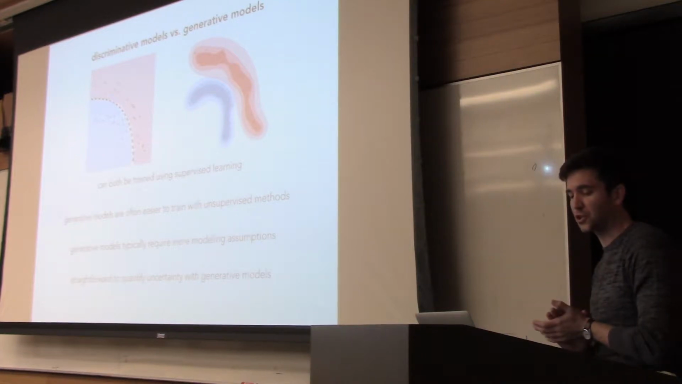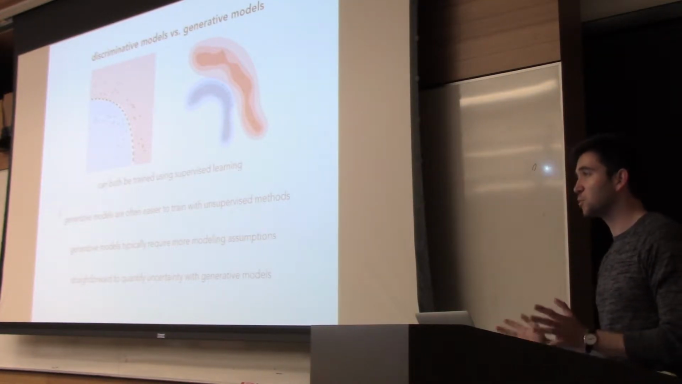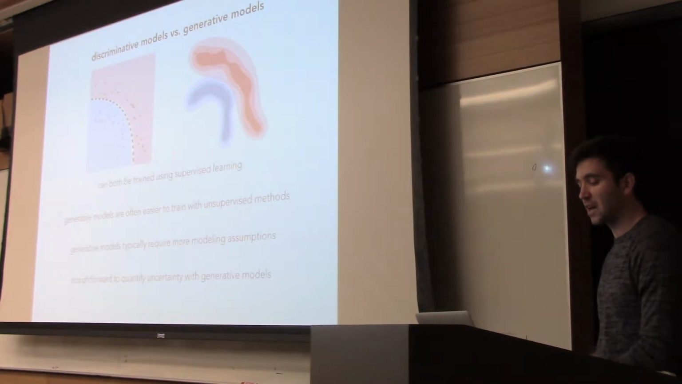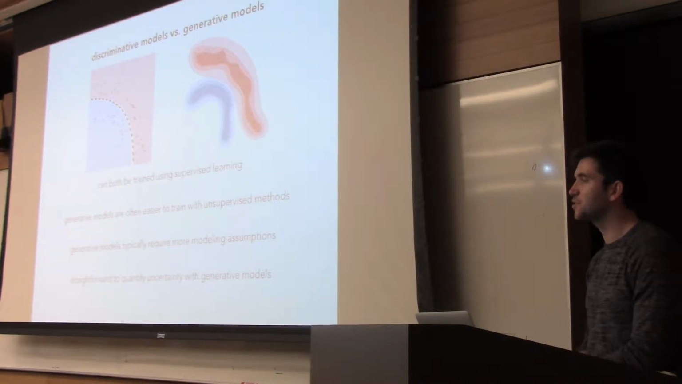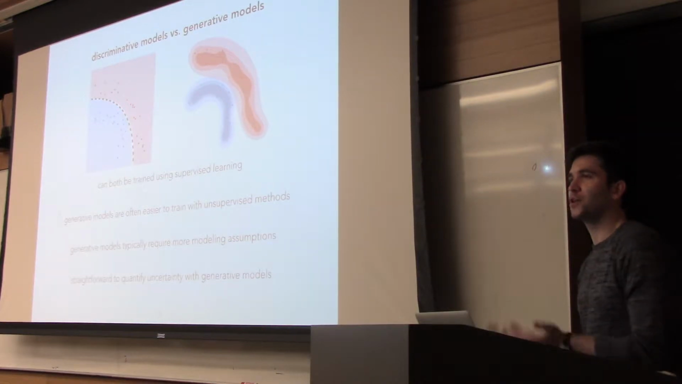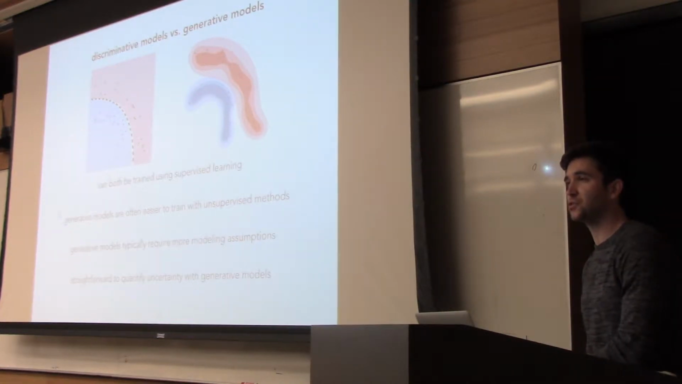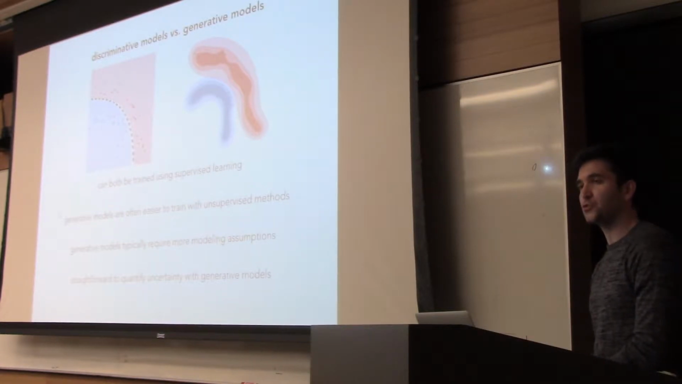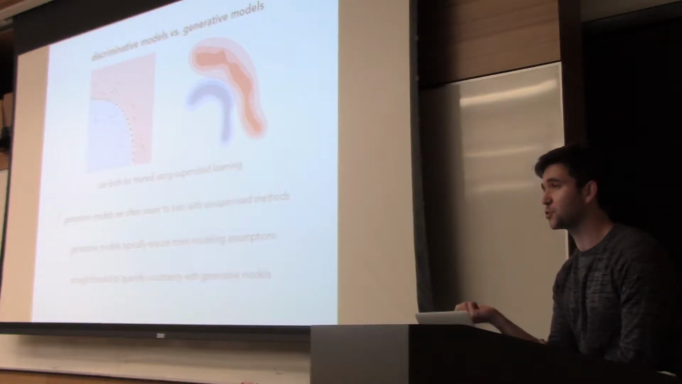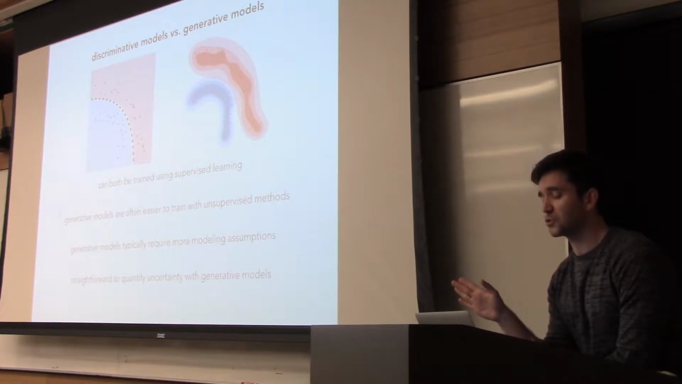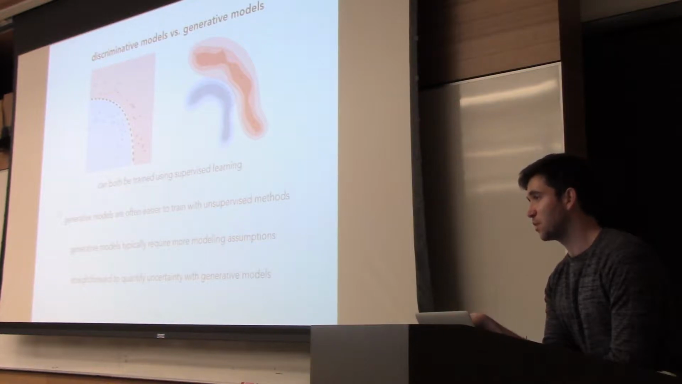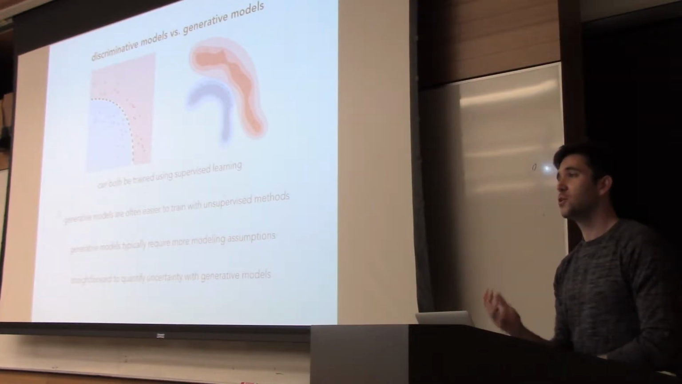Just to make it absolutely clear, you can train both of these models with supervised learning, which you've probably gotten quite used to by now. And generative models actually are a little bit easier to train with unsupervised methods because at the end of the day, it's really about just modeling where the data is. You don't have to have some label that tells you what the data is. But you typically need more modeling assumptions in a generative model. You need to decide how you're going to model the data distribution, not just putting down boundaries. And it's a little more straightforward to quantify uncertainty with these generative models because if you haven't seen data in this region, then you're more uncertain.